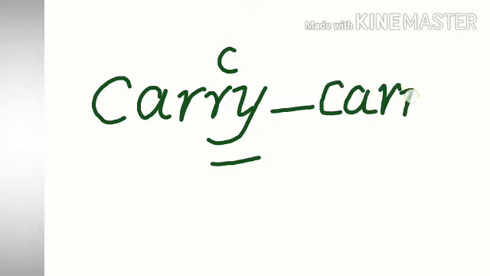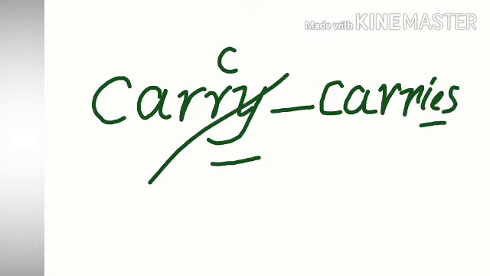Next, carry. So Y preceded by a consonant. I carry, we carry, you carry, they carry, but he carries. So the spelling change is carries. Y is removed and ies is added. This is how it takes place. Now we see when a vowel is placed before the letter Y in the base verb, how does it change? There won't be any kind of change.